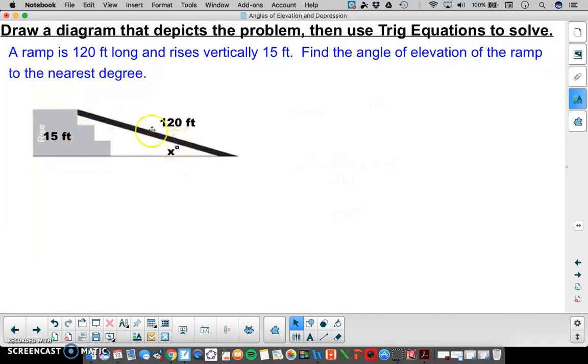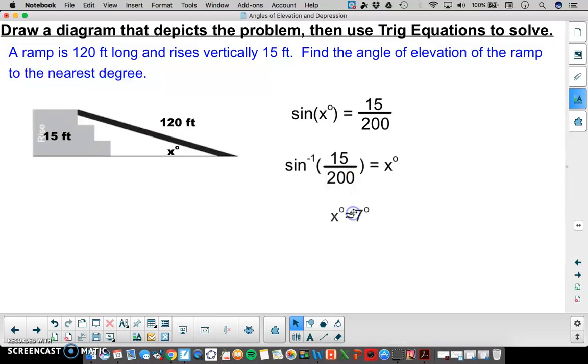Well, we notice again we've created a right triangle where we now want to solve for the angle. So we know we're going to have to use an inverse trig function to do that. So we have our angle x that's opposite from 15, and 120 is the hypotenuse. So using opposite and hypotenuse, we know we'll use sine. We take the inverse sine of both sides, and we know x degrees is going to equal the inverse sine of 15 over 120. So x is approximately 7 degrees.